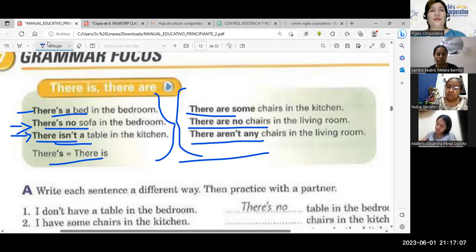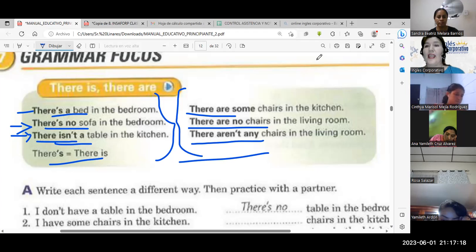Right now, I need you to look at the place where you are. Vean el lugar donde están sentadas ahorita. Donde están sentados ahorita. ¿Qué objetos tienen ahí? So you can say, there is, there are, and you can give me the examples. Look around. What objects do you have? I need you to write three sentences. Escriban tres oraciones con lo que tienen a su alrededor. Using there is and there are.